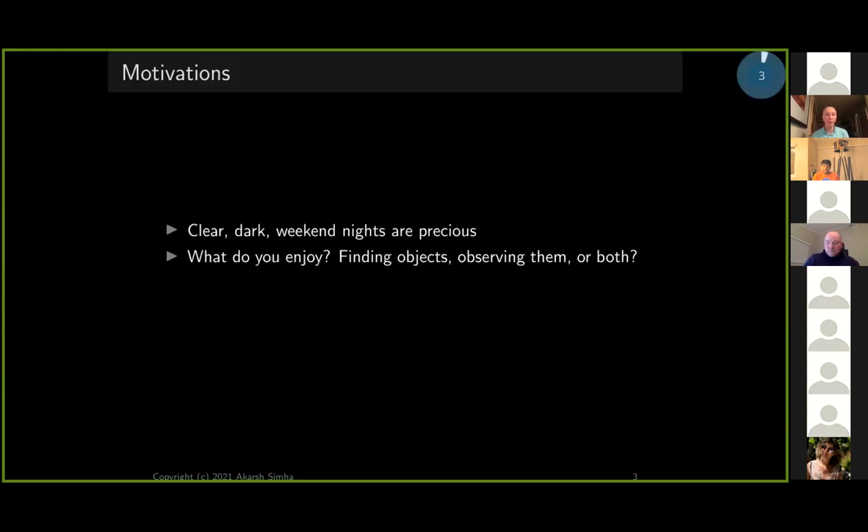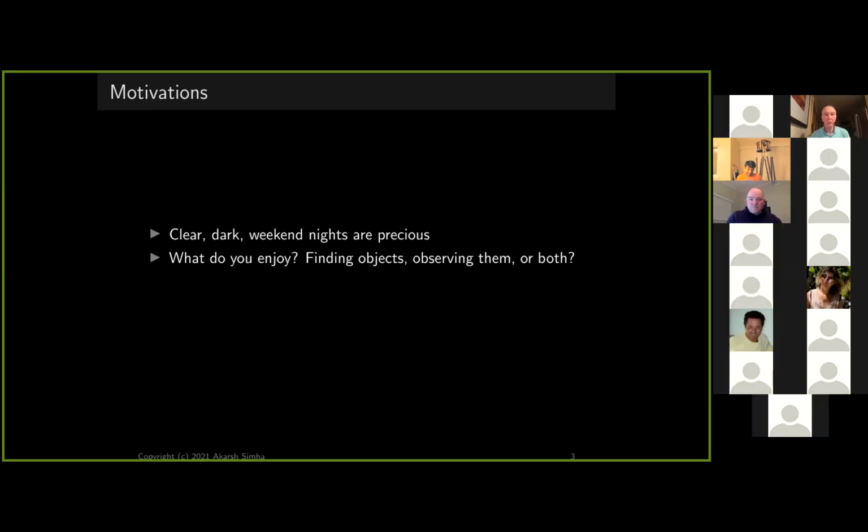So why do I need to do something this complicated? Well, clear, dark weekend nights are precious, and you need everything for visual astronomy to work out. And there's the question of what do you enjoy? Do you enjoy finding objects? Do you enjoy observing them? Or do you enjoy both? For some people, there is a lot of joy in finding objects, and I am not one of them. I mostly enjoy observing objects. So why not automate the finding, right? Star hopping to me is a chore, and the less I need to star hop, if I have a machine star hop for me, I will be much happier.